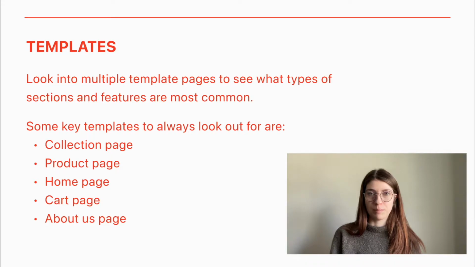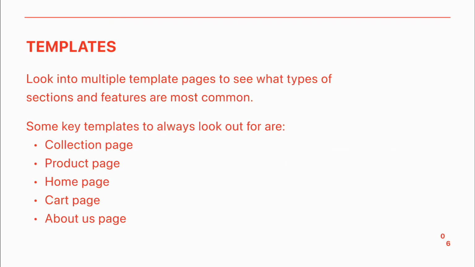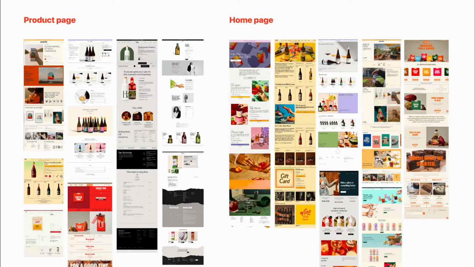Then we move to our template pages. The collection, product, home, about us, and cart pages are typically the most common ones we look at, but of course different industries may have other distinct navigation items that are worth digging into. Some interesting things to observe are how many sections are on each page, how many sections are used for storytelling versus for product details, are the pages more content focused or are they more image focused, and how large are the images?